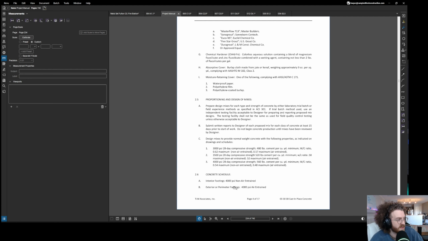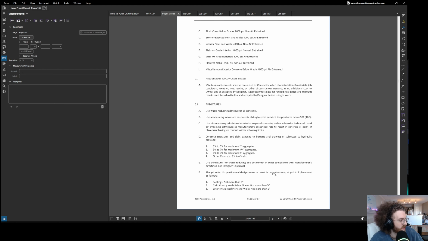Concrete schedule, that's a good one. Interior footings, they want 4,000 psi non-entrained. Exterior footings, they want 4,000 psi air-entrained. Sometimes the specs and the plans will not agree with each other, and that is something you have to bring up with the architect when it comes down to it. But if I remember correctly, I want to say that the specs supersede the plans.